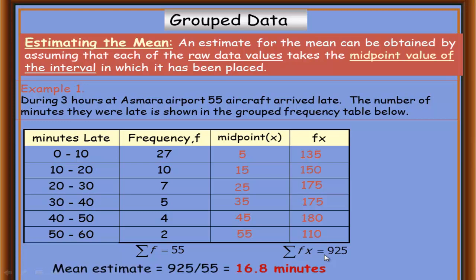Mean estimate is equal to the total summation of the frequency, that is 925, divided by the summation of each frequency, 55. Then the answer is 16.8 minutes on average. Each aircraft arrived 16.8 minutes late.